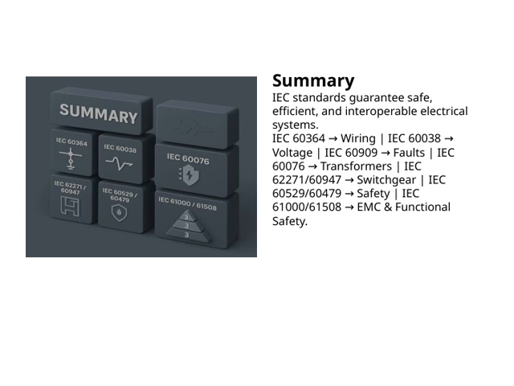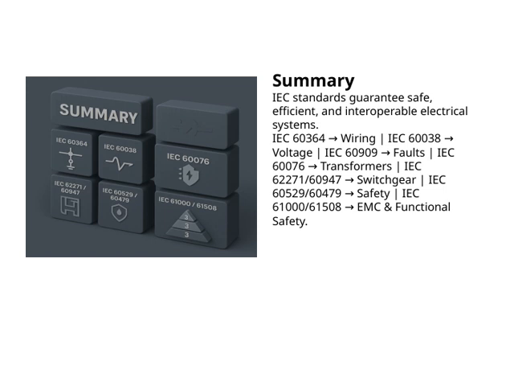Let's wrap up with a quick summary of the key points we've covered. IEC standards are crucial because they ensure that electrical systems are safe, efficient, and capable of working seamlessly together. For example, IEC 60364 deals with wiring practices, making sure our electrical installations are reliable. IEC 60038 focuses on voltage levels, which are fundamental to system stability. When it comes to faults, IEC 60909 provides guidelines to handle those situations safely. Transformers are covered under IEC 60076, which ensures their proper design and operation.